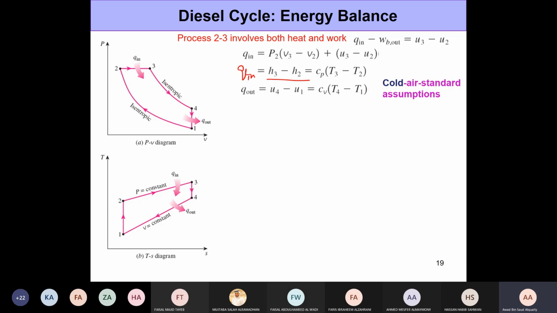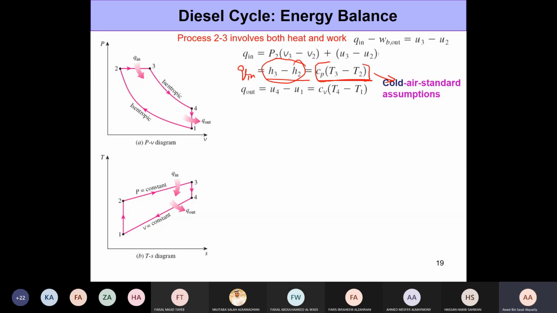So Qin for a constant pressure process is equal to H3 minus H2 when you're doing the process from 2 to 3. Now, if you're treating the air as an ideal gas with constant specific heat, then you can write this delta H as Cp delta T. Okay, so this is an assumption. This will only hold true if the question mentions that you can treat air, you're considering cold air standard assumptions, or if you are considering the air to have constant specific heat.